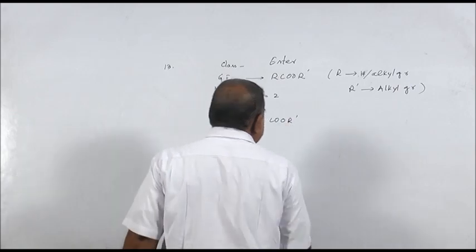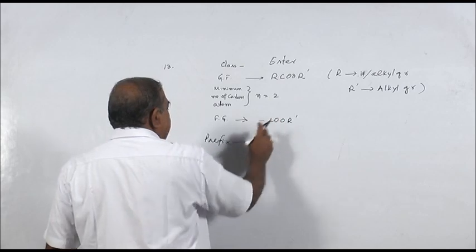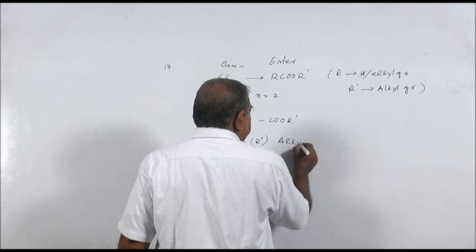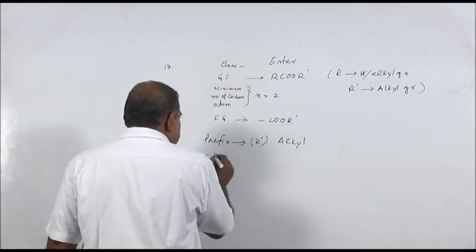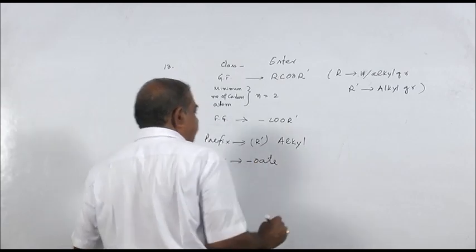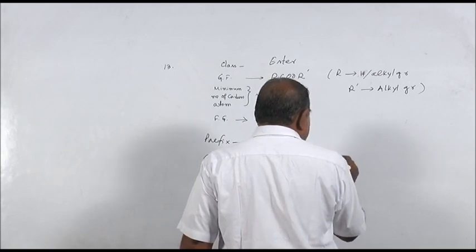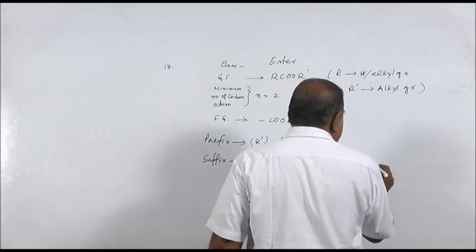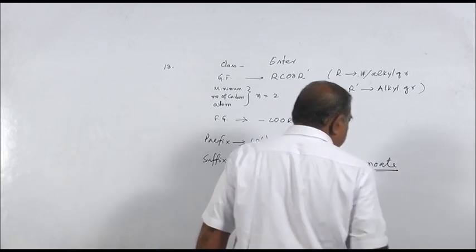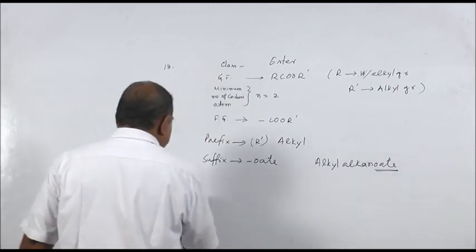COOR dash. This compound contains a prefix. This R dash is named as alkyl. First, it also has the suffix OATE. So the complete name is alkyl alkanoate. Here the E from alkane is replaced by OATE.